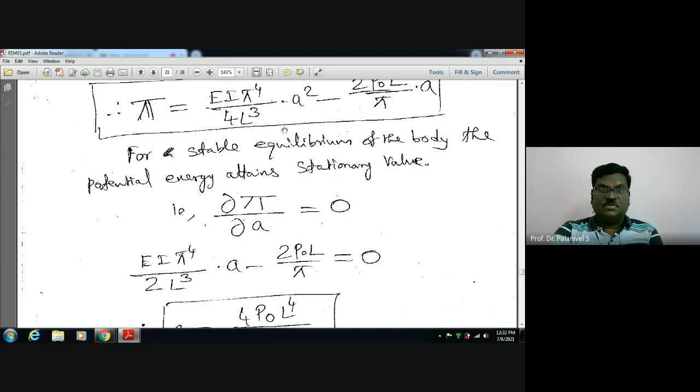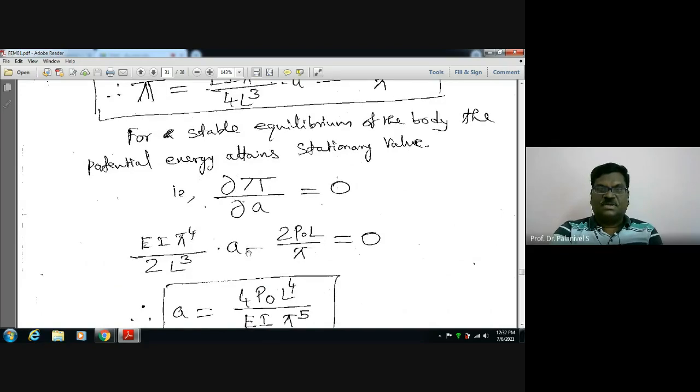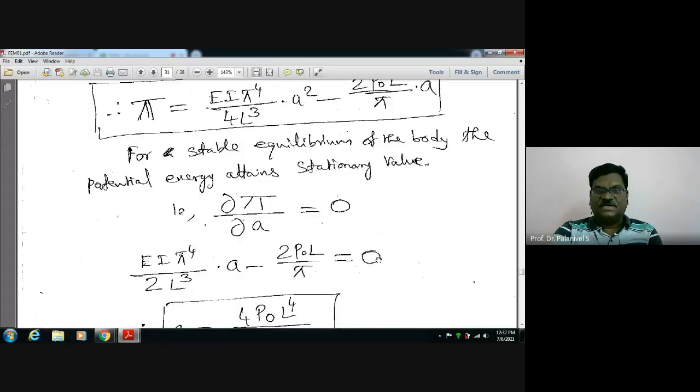Okay, here, 2A means this 4 becomes 2: EI π^4 divided by 2L^3 into A. I differentiated. If you differentiate this with respect to A, only minus 2 P0 L by π into 1. Minus 2 P0 L by π alone, because if you differentiate this, only this coefficient you have to take. This is 1. So, that is equal to 0.